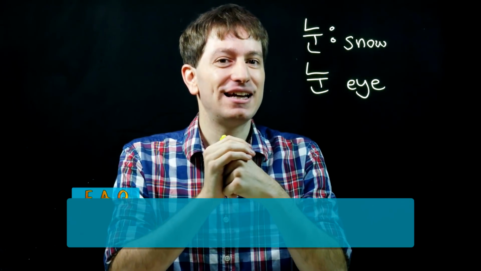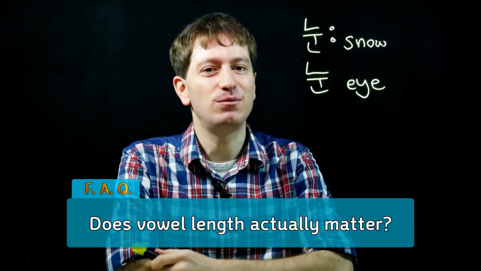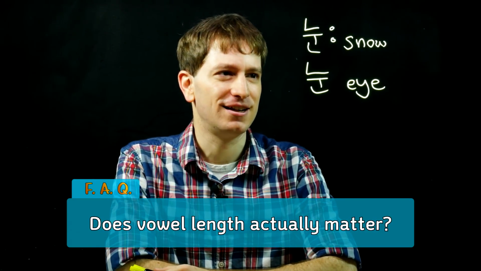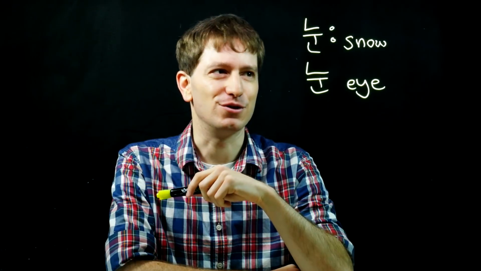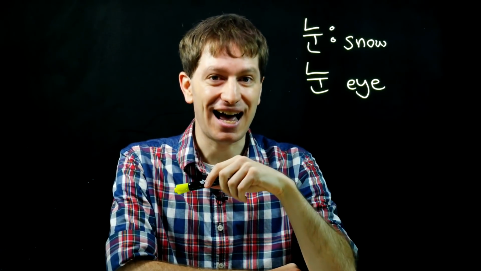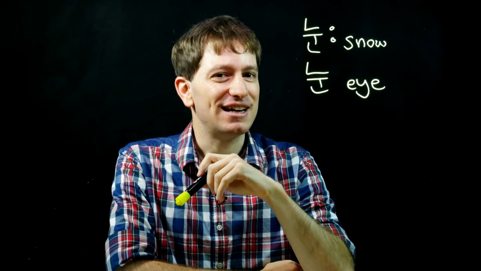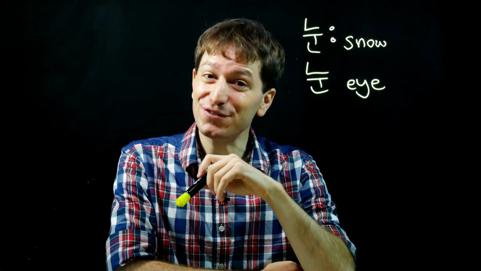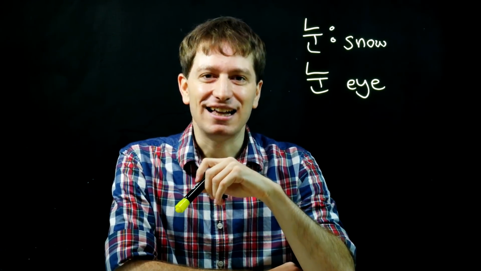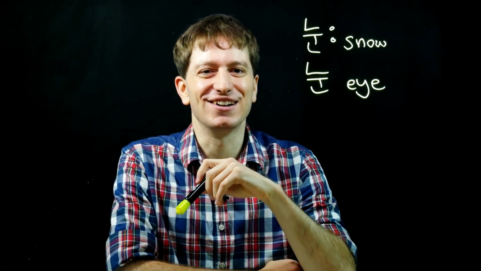So you know how Korean can have words that are written the same way but have two different meanings? For example, 눈 for snow or 눈 for eye. Did you know that these are actually pronounced slightly differently than each other? Yeah, let's make things a little harder for Korean.